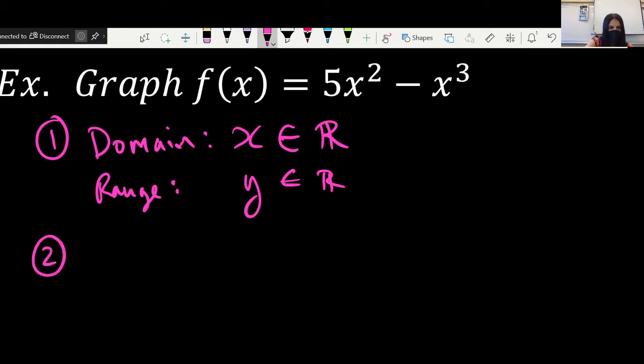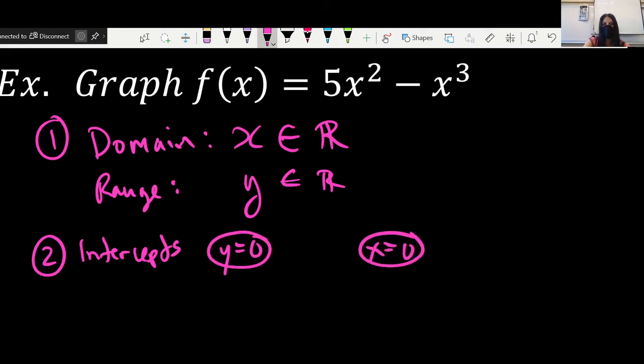Step number 2, let's look at the intercepts. We want when y equals 0, that's the first thing I want, and then we want x equals 0, because by definition we know that that's what intercepts mean. So it's just a matter of us plugging it in, right? So I take my equation here, and y would be the same thing as that, so I'm going to plug in 0 equals 5x squared minus x cubed.